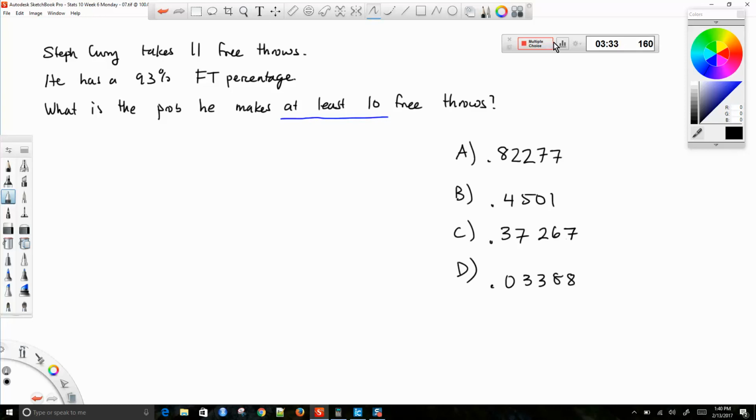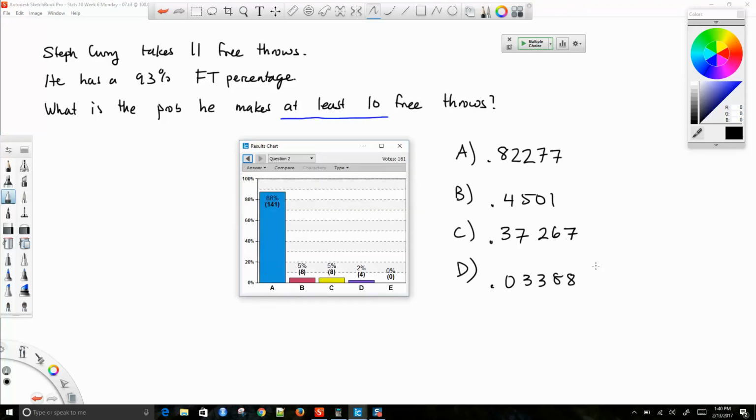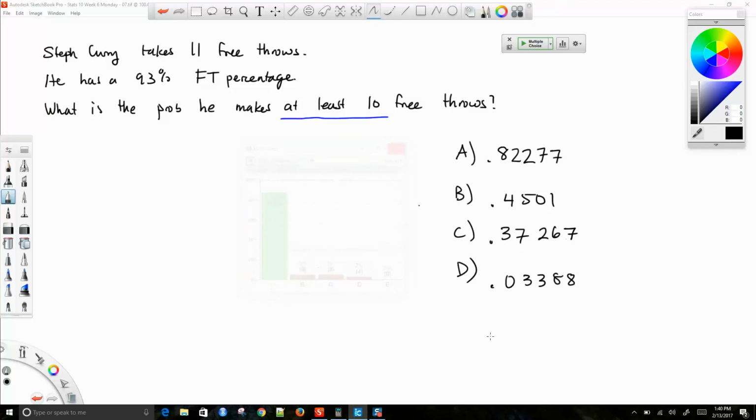Okay, I'm gonna hit stop, and let's see. Okay, yeah, for the most part, most of you guys are getting it right. So when we talk about at least 10 free throws, we've got n is equal to 11, p is equal to 0.93, and x is going to be 10 or 11. Now we have two calculations to do.